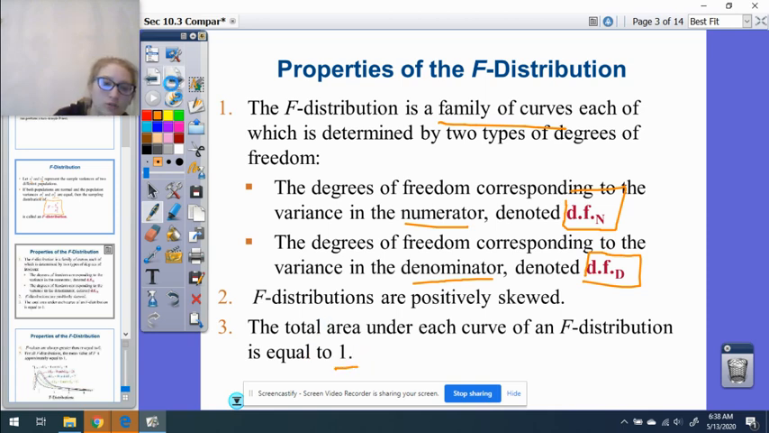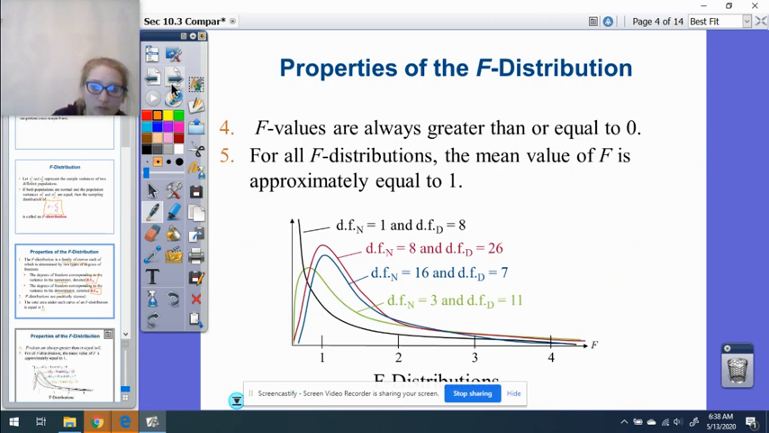So let me show you what it looks like. Here we have our family of curves, and our F values are always going to be greater than or equal to 0. And the mean value of our F is approximately equal to 1.